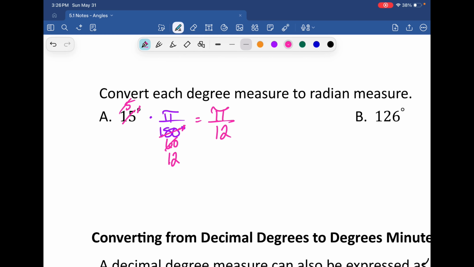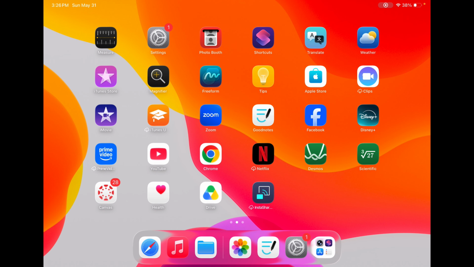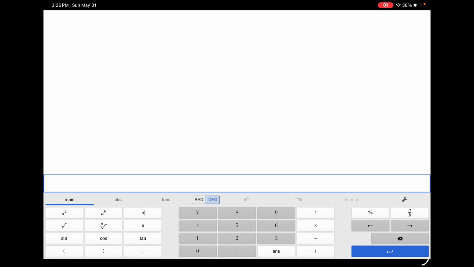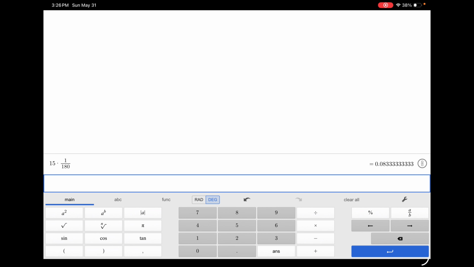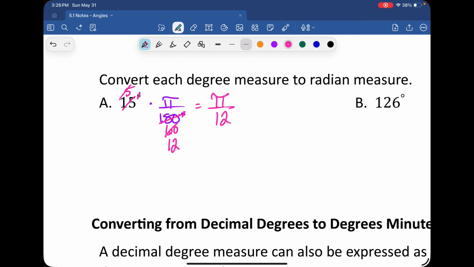So if I want to change 15 to radians, I'm going to use Desmos Scientific here. I would do 15 times 1 over 180, and then change that to its fraction, which is 1/12, and then multiply by pi.